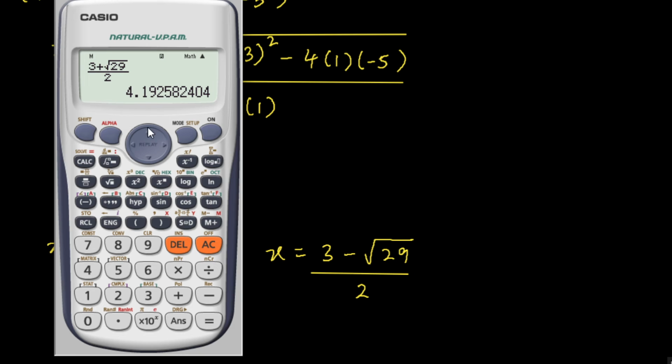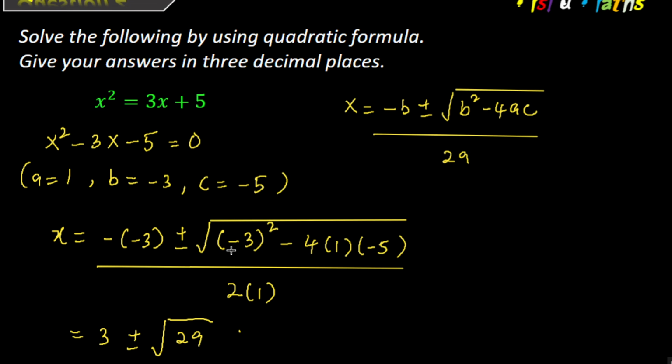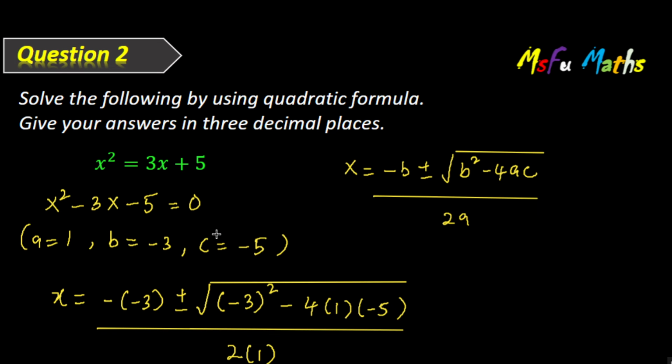For the other one, it's the same, except this one is minus. So I will just change that to minus. Delete, put minus. Convert to decimals, and we will get negative 1.193. We write here negative 1.193. Done. That is how you solve by using the formula. Sometimes if you can't factorize, we have to use the formula.